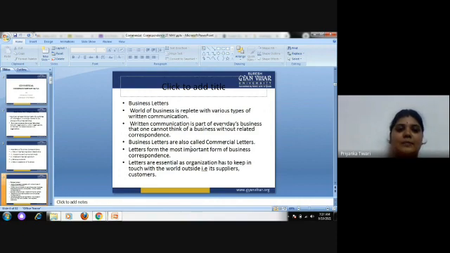So this is the most important part of business and various written communication. We are discussing everyday business, where one cannot think of a business without related correspondence. Business letters are also called commercial letters, and letters form the most important form of business correspondence. Letters are essential as an organization has to keep in touch with the world outside, that is, suppliers.